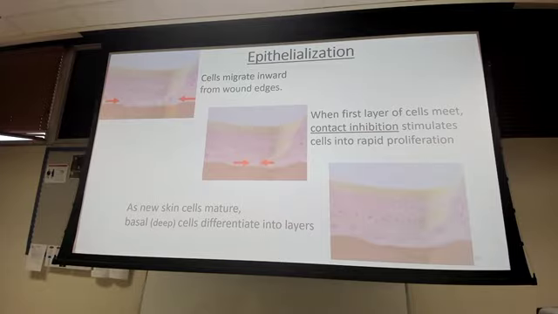until those ones that are coming forward or together finally touch. Once they touch, it's called contact inhibition, and that tells the rest of the cells to stop proliferating, and instead of going sideways, start going upwards. So we fill in that defect at the base first, and then once they touch each other, they start to mature and proliferate upwards to fill in that defect. So that's the epidermis.